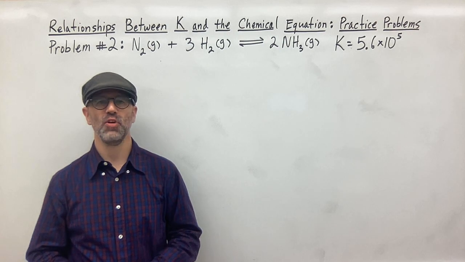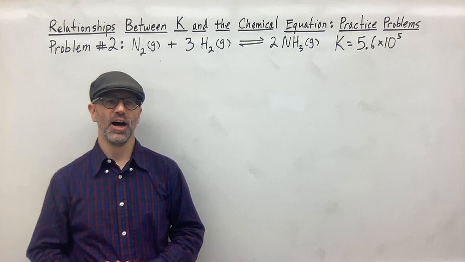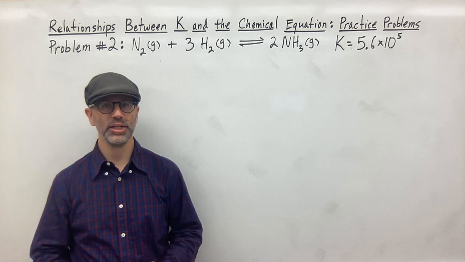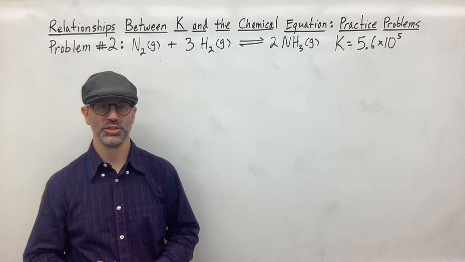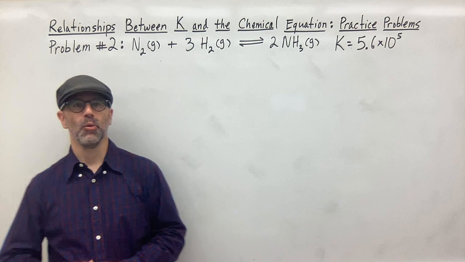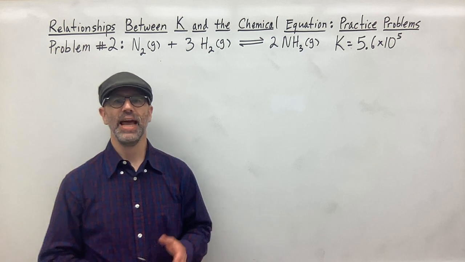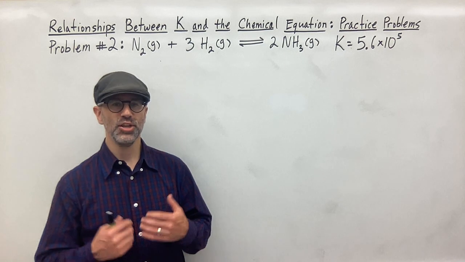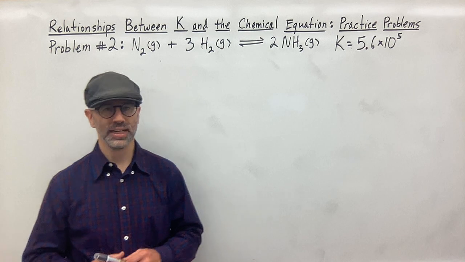My name is Mr. Cobalt, and in this video I'm going to go over another practice problem involving determining the K value, or your equilibrium constant, of a chemical equation based on what you know from the K values of other equations that are related to the equation you're looking at. That was a mouthful. What I mean is that there are relationships between your equilibrium constant and chemical equations that you need to use to figure out what the new equilibrium constant of a target equation is. And so let's get into this.